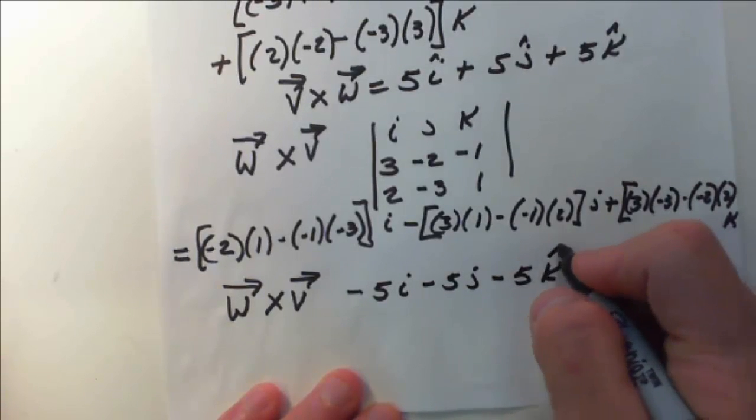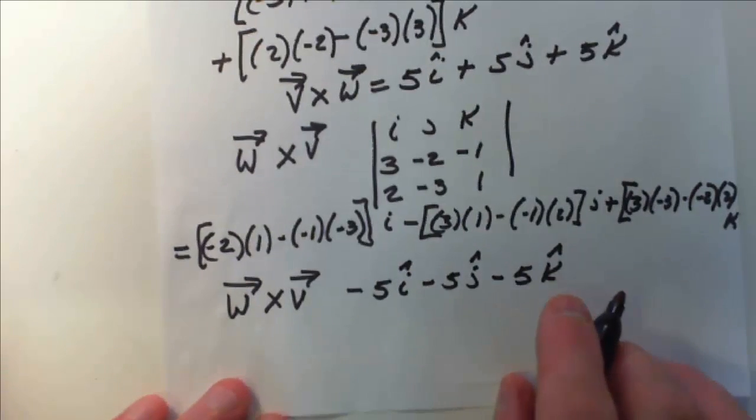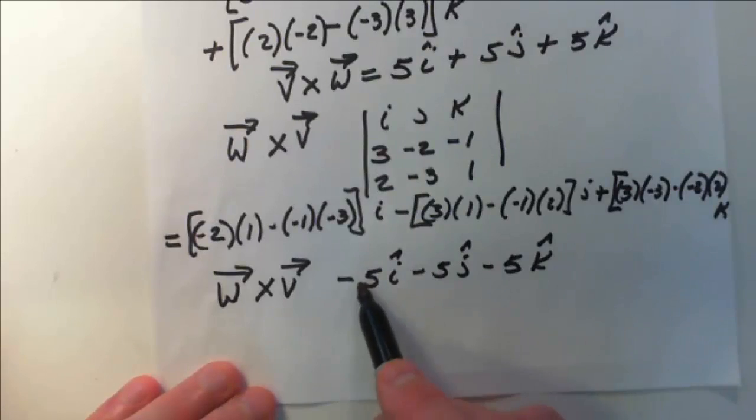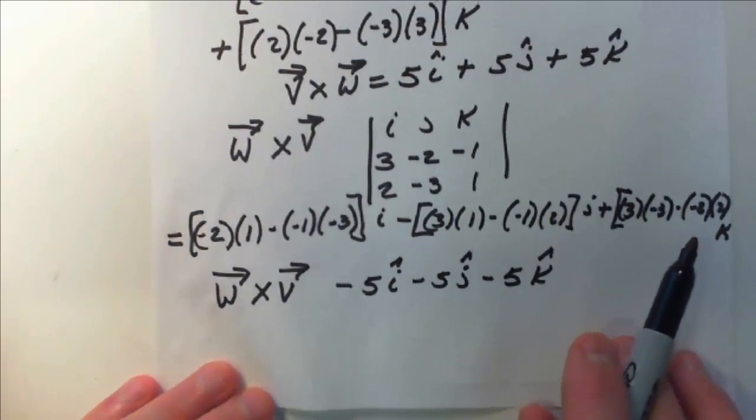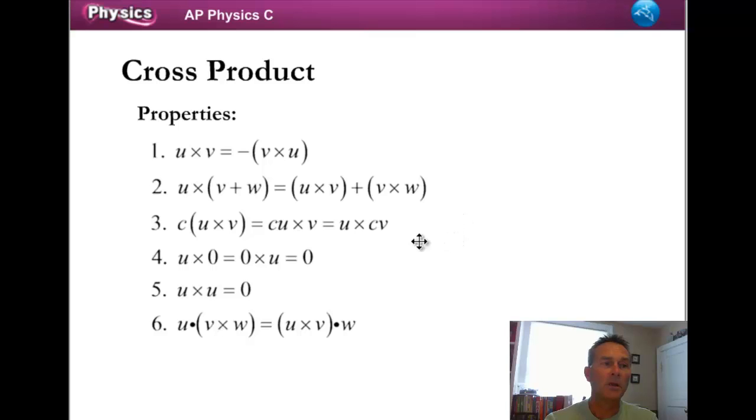And I'll go ahead and put these as hats. So I created a new vector that's at right angles, but obviously since these are negatives compared to these, it's going to be rotated 180 degrees. It's going to be pointing in the opposite direction. Okay, so this is how you do cross product. Again, you're just going back and using determinants. And then the other properties here are listed below.